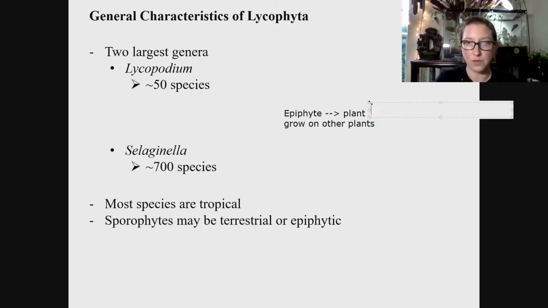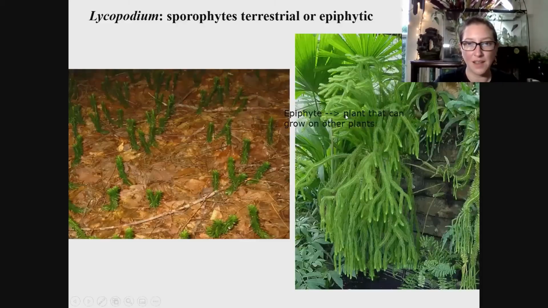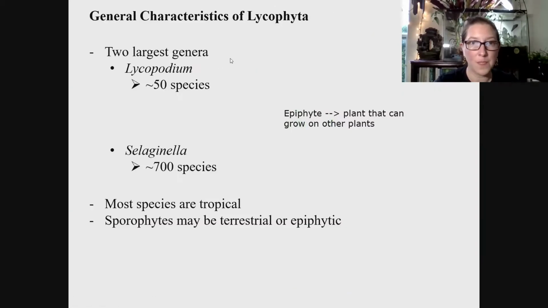So, oops, no. Can I grab that? Oh boy, this is why. Okay. Undo. Redo. Epiphytes, plant that can grow on other plants. And I think I can select it. I can select it.